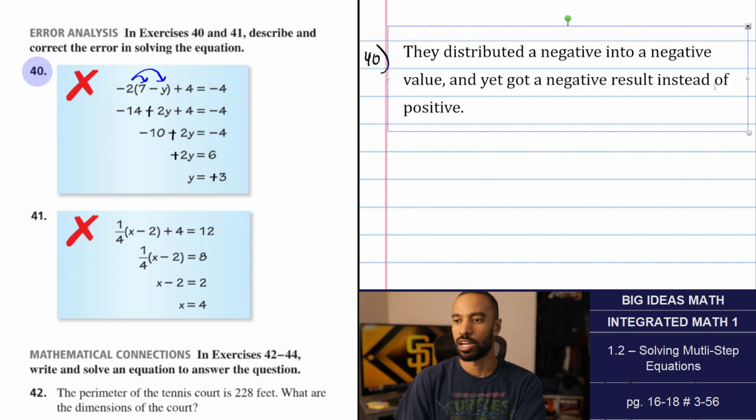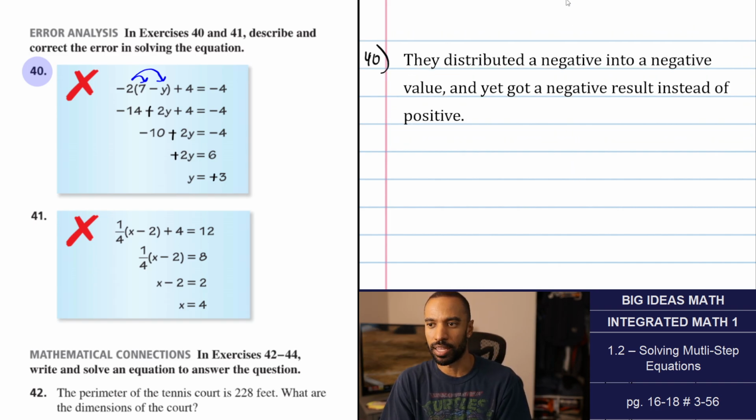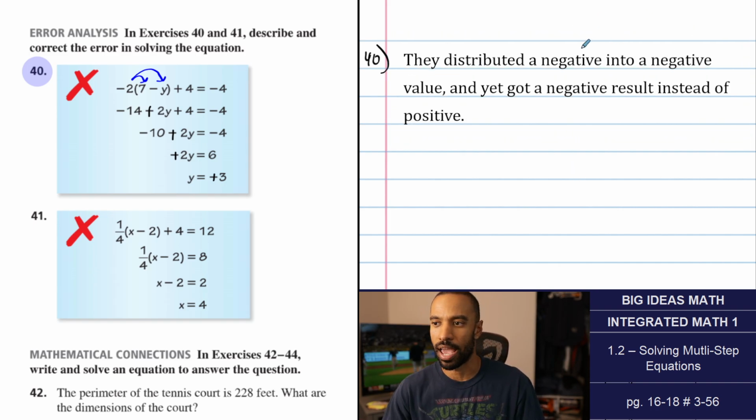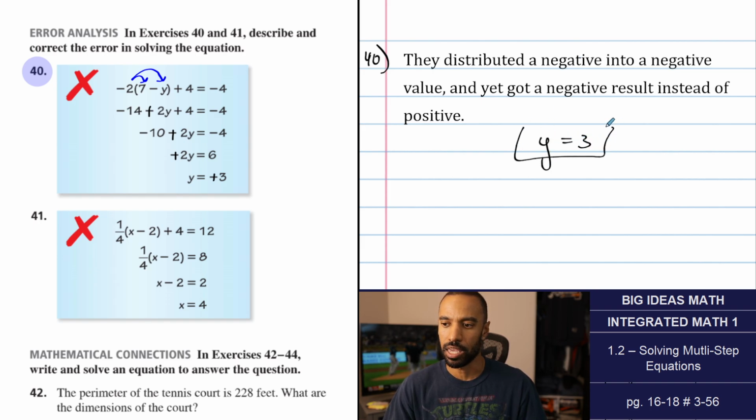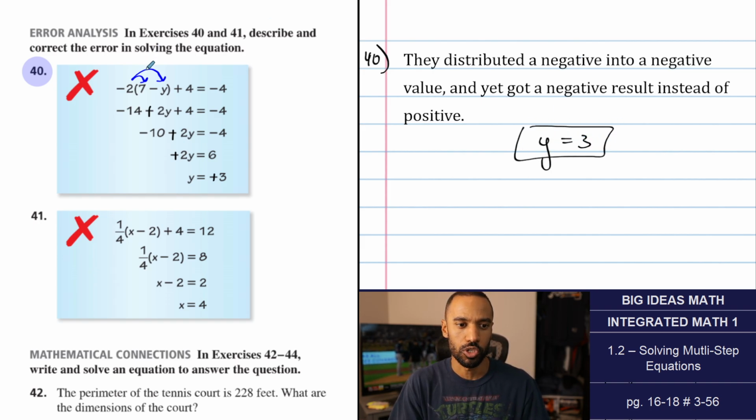Now, I'll let the work there speak for itself instead of rewriting it. Instead, the correction is now y equals 3, and that comes from here. When you distribute that negative, this turns into a positive. So plus, plus, plus, plus.